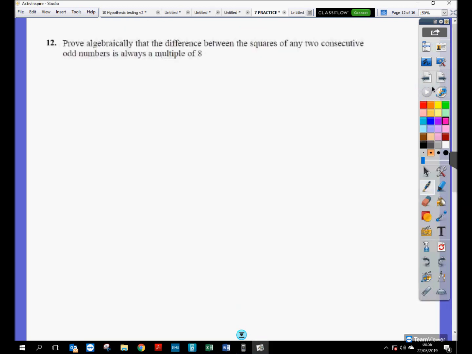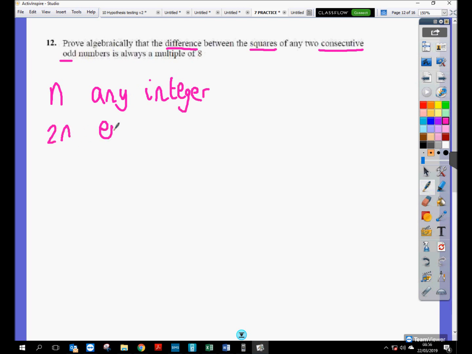Okay, for the next question, we have to prove that the difference between the squares, so let's highlight these keywords, difference between the squares of any two consecutive odd numbers is always a multiple of 8. So we use the letter n to represent any integer, whether it's odd or even. We use 2n to represent an even number, even integer, and we use 2n minus 1 or 2n plus 1 to represent an odd number.